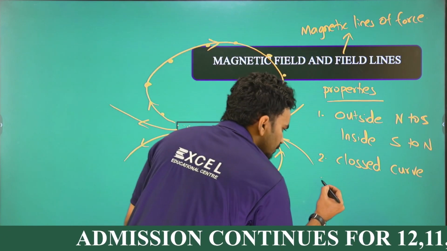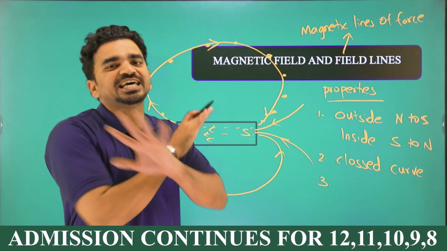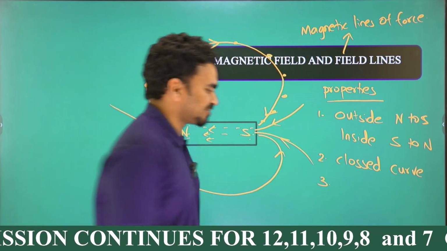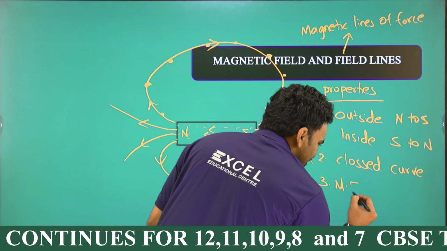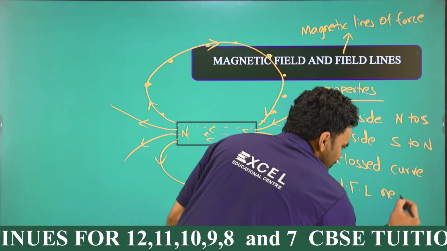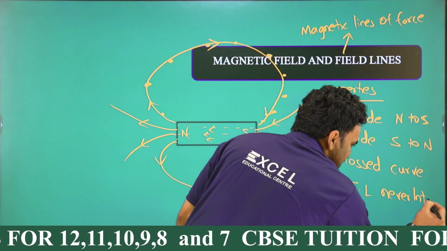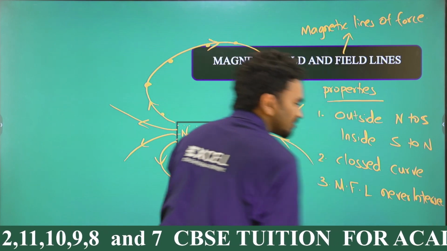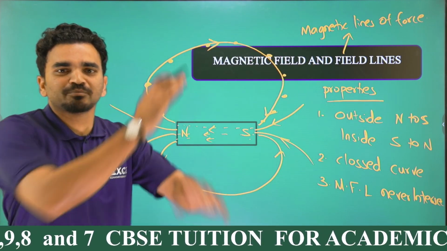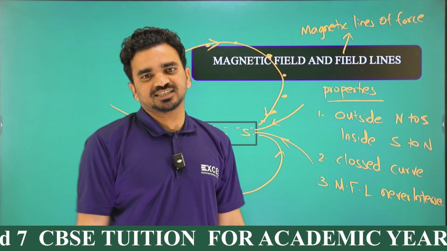Then the third point will be: magnetic field lines never intersect each other. What's the point? Magnetic field lines never intersect each other.